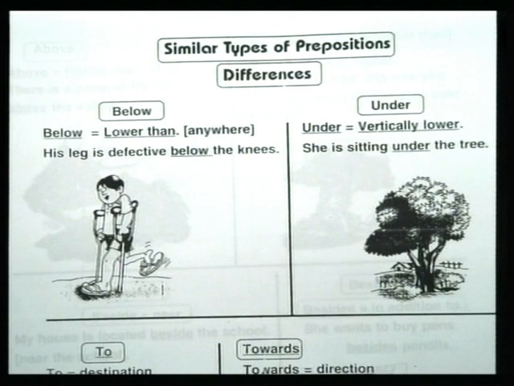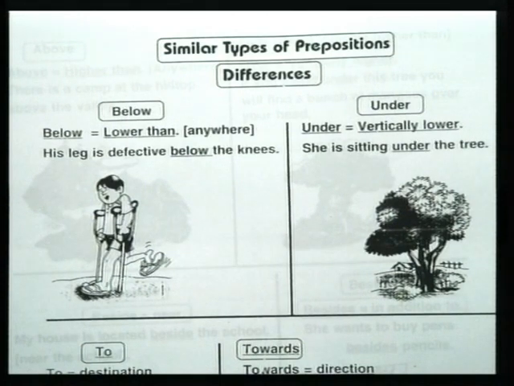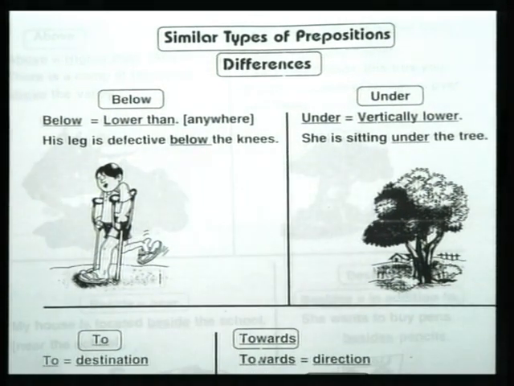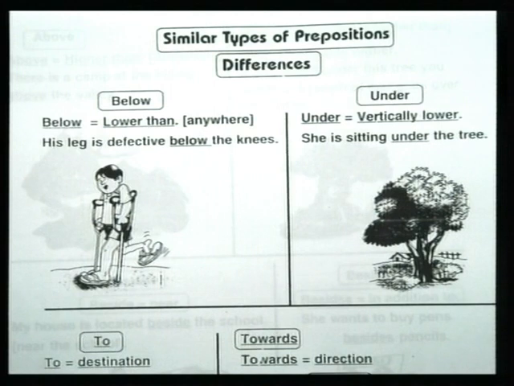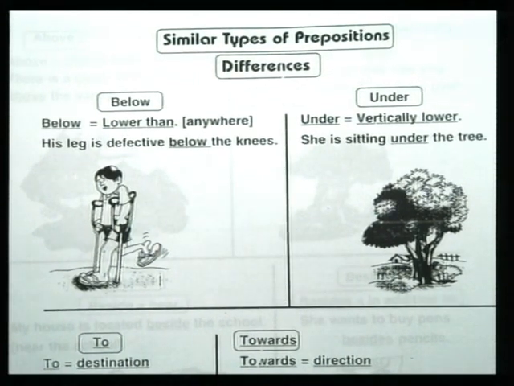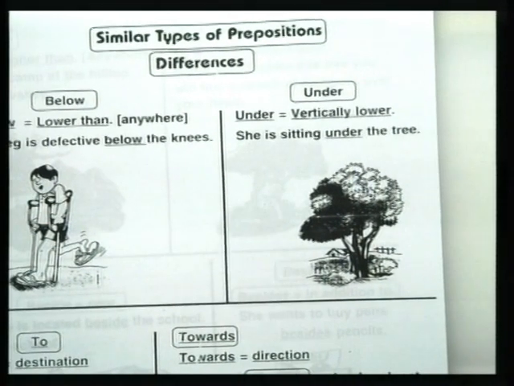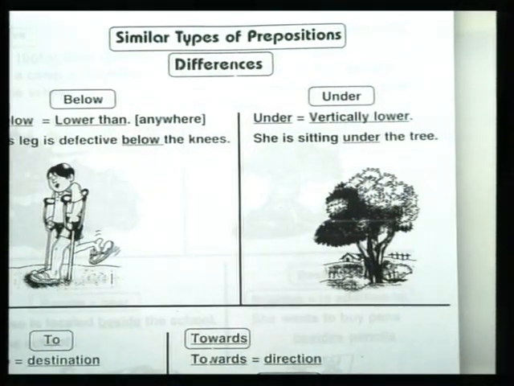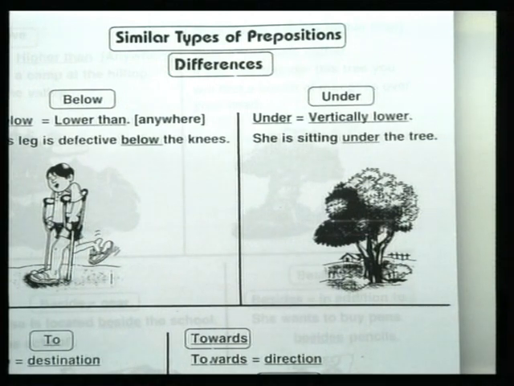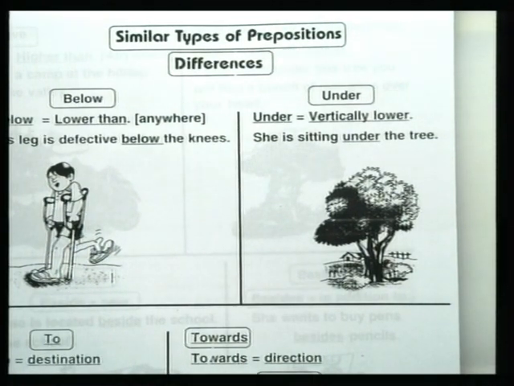Now below means lower than. His leg is defective below the knees. Means right exactly below the knees. Maybe he is suffering from some disease. So he is defective below the knees. Now I am hurt below my ankle. Maybe while walking I tripped. You can say I'm hurt below my ankle.